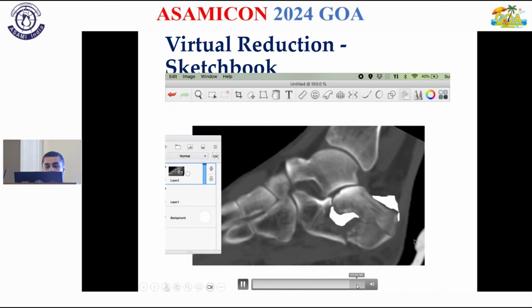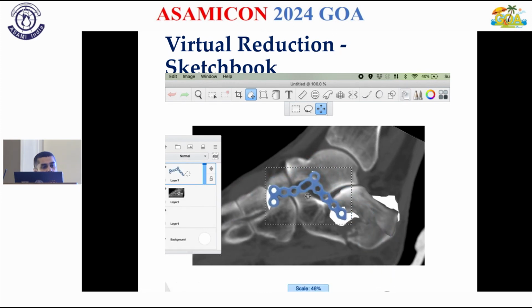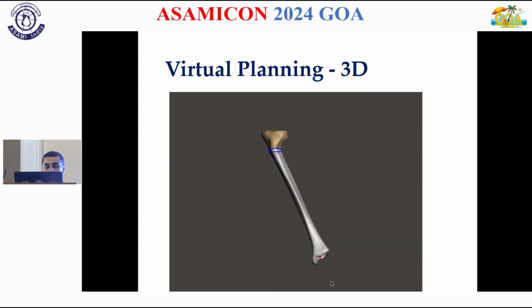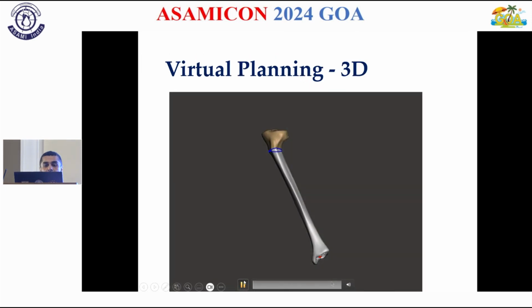And then just have the image of a plate. You can scale it down, see it, and this becomes very important. It gives you a very, very good idea of what your fixation would look like. Again, freely available at no cost. Virtual osteotomy, this is Bone Ninja. Everybody has seen it, so I'm not going to go into it. But this is virtual planning in 3D.